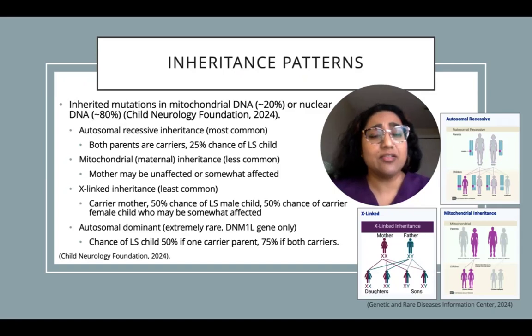And you may notice that I only outlined the inheritance patterns of carrier parents and not affected parents with LS passing on mutant alleles to children. This is due to the life-limiting nature of LS and the unlikelihood of an LS individual living to reproductive maturity or being able to conceive a child.